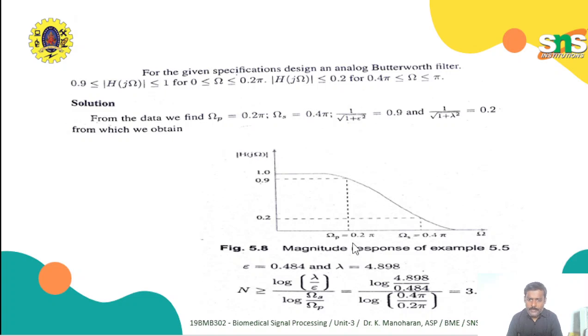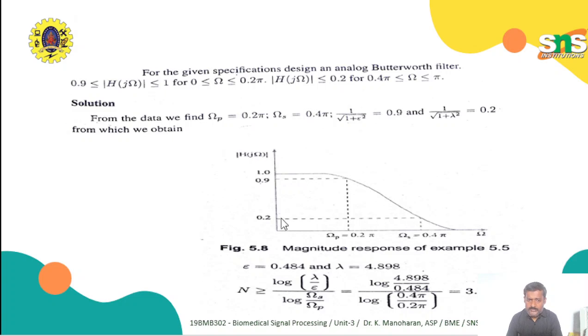So this is ωp, this is 0.25, and this is ωs, this is 0.45. Here αp and αs are not given, so instead of that we can use these values to find the n value. They have given us ωp as 0.25 and ωs as 0.45. And I am mapping this value, this is 0.9. We know that this is 1 divided by root of 1 plus epsilon square, so 1 divided by root of 1 plus epsilon square will be equal to 0.9.